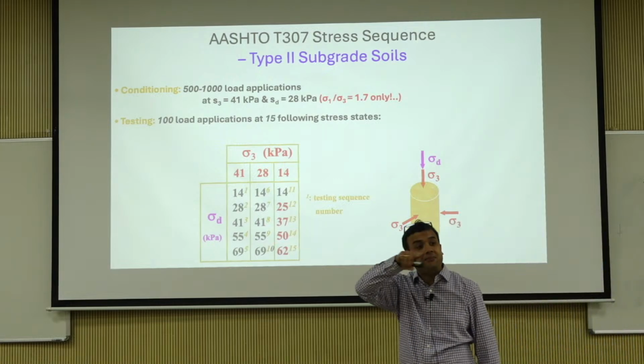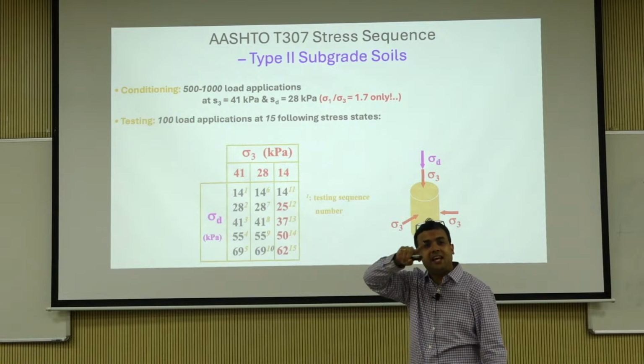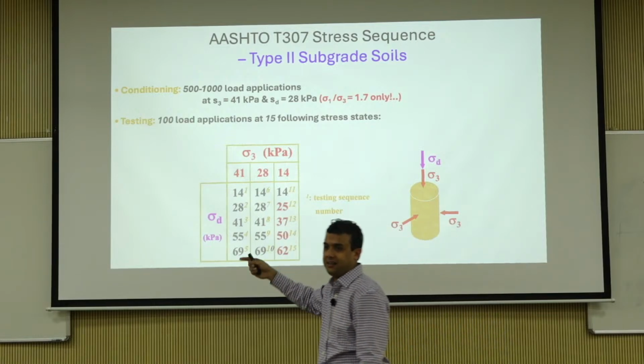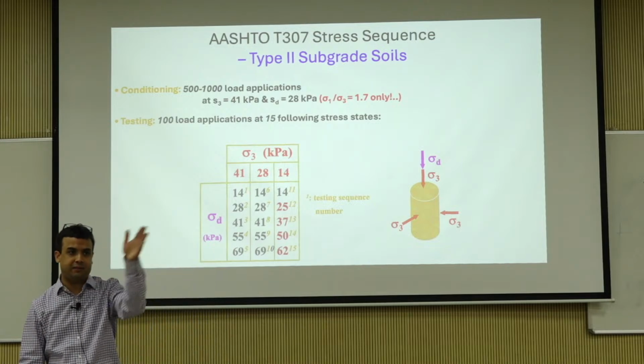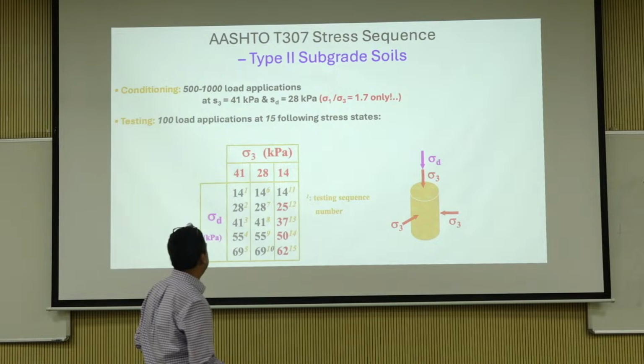So that was 5 into 3. This is 3 into 5. 3 confining stresses and 5. And again, the sequence numbers are exactly the same, 1, 2, 3, 4, 5 and so on. Nothing different.